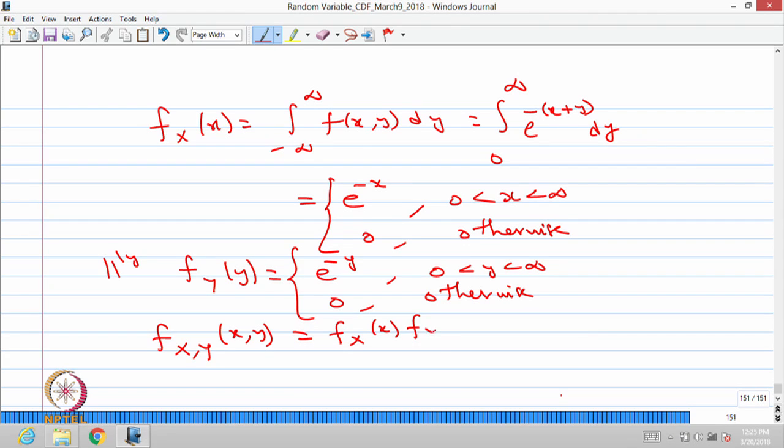If you cross check whether the joint probability density function is the same as the product of the probability density functions of X and Y for all x and y: the joint probability density function is e power minus (x plus y), and the probability density function of X is e power minus x, of Y is e power minus y. So, this condition is true for all x comma y. Therefore, we can conclude X and Y are independent random variables.